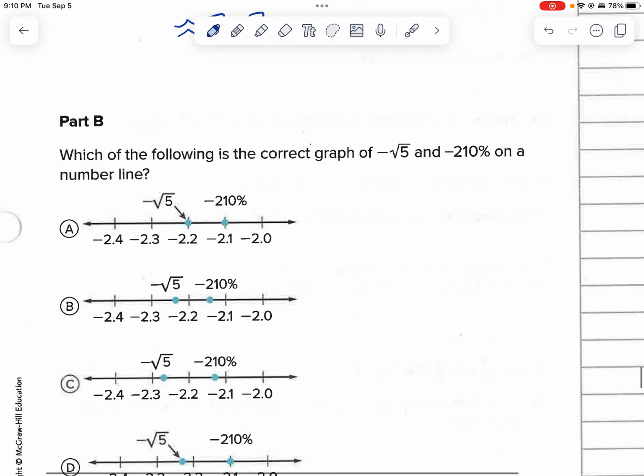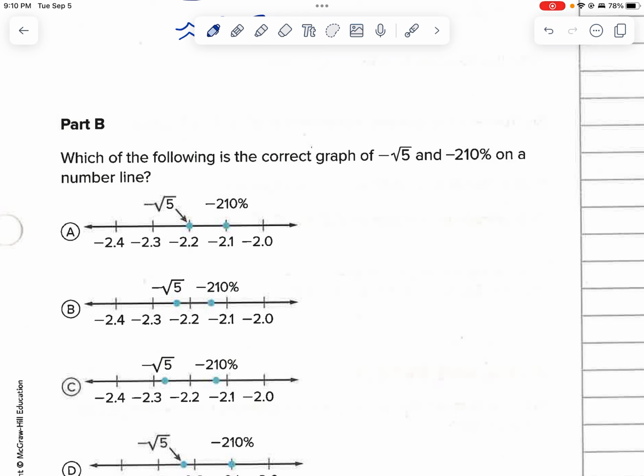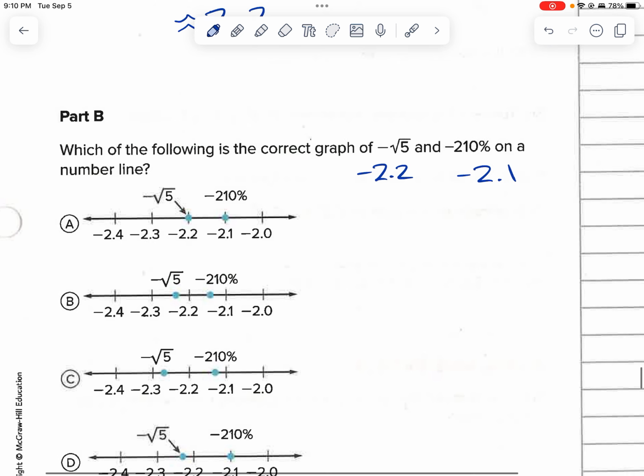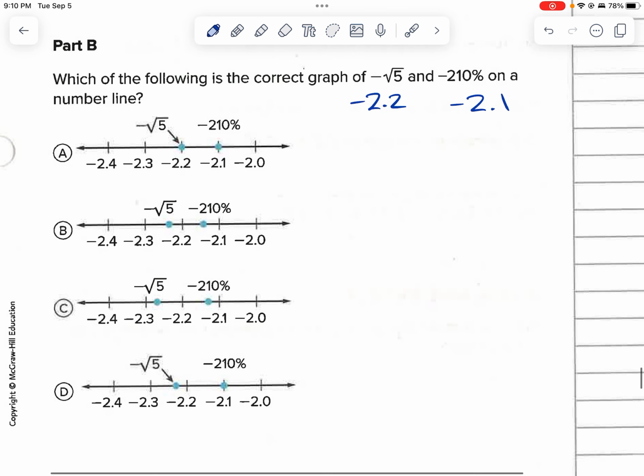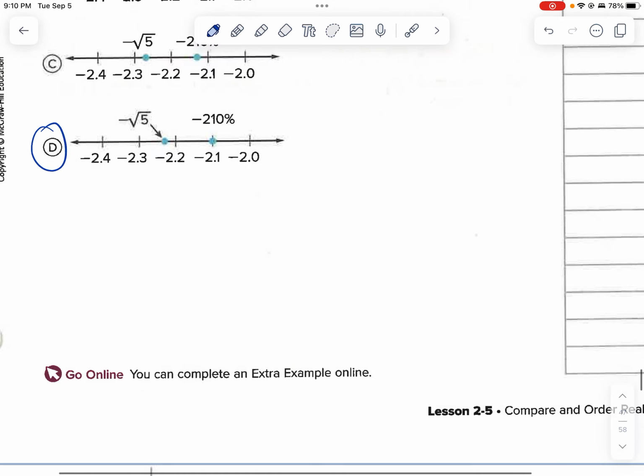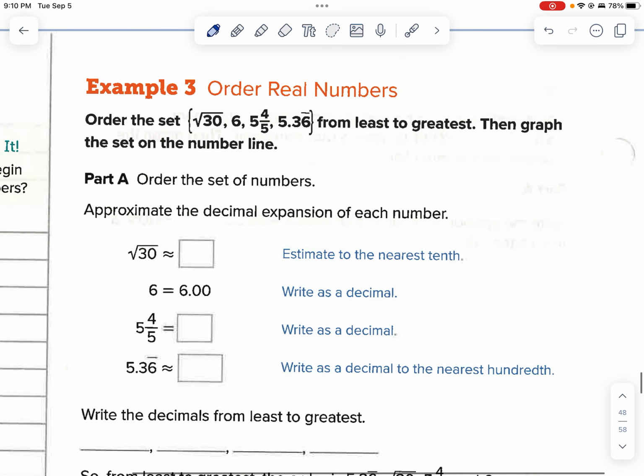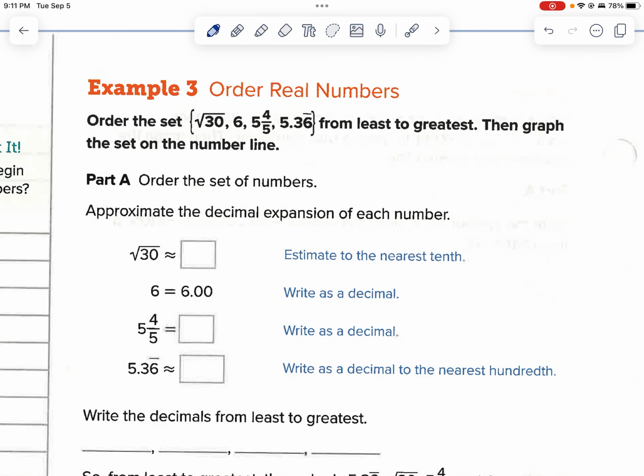Okay, so we said this is negative 2.2. We said this is negative 2.1. So I would go with either A or D because we were approximating. Okay, so then we have these. We've got to put them in order.